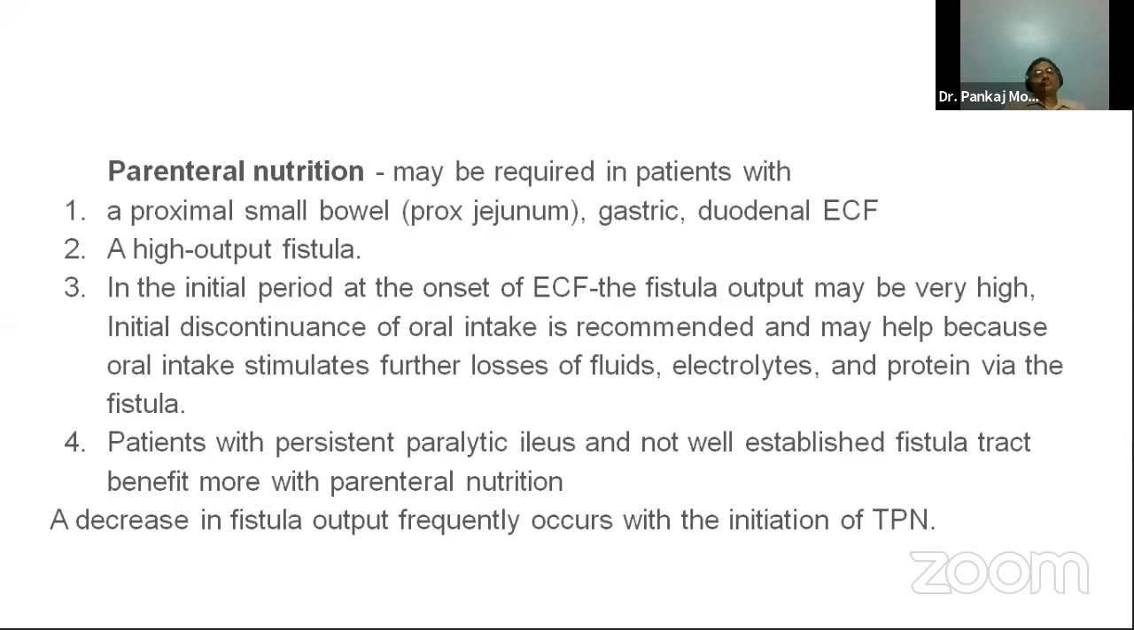Okay, Darshan, go ahead. Yes, sir. Parenteral nutrition may be required in patients with a proximal small bowel, proximal jejunum, gastric or duodenal fistula, a high output fistula. In the initial period of onset of the fistula, the output may be very high, so initial discontinuation of oral intake is recommended, because oral intake stimulates further loss of fluids, electrolytes, and protein via the fistula. Patients with persistent paralytic ileus and a not well established fistula tract may benefit more from parenteral nutrition. A decrease in fistula output frequently occurs with the initiation of total parenteral nutrition.